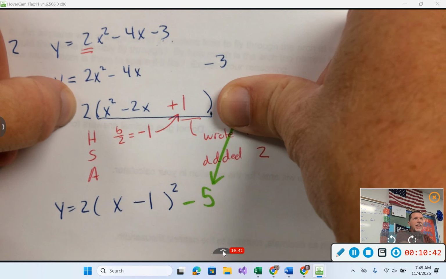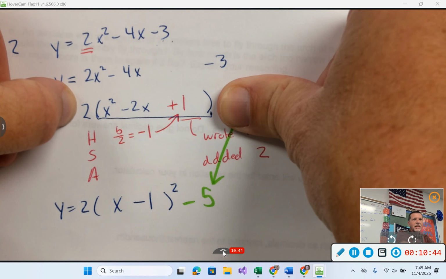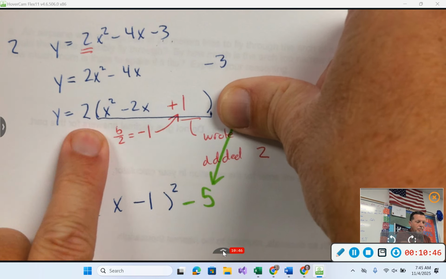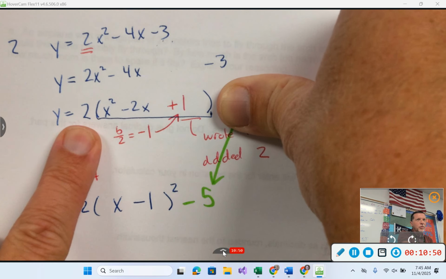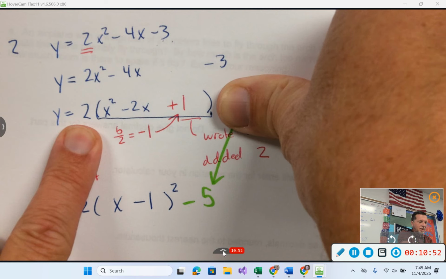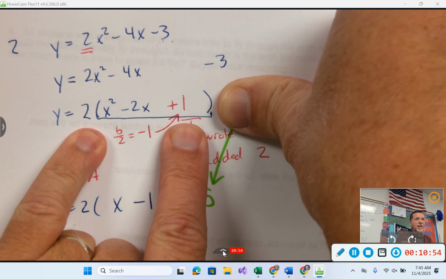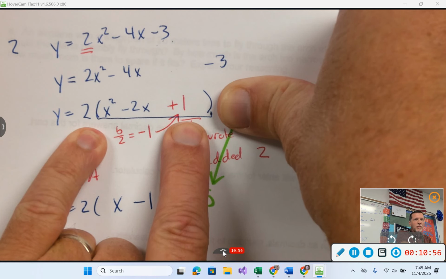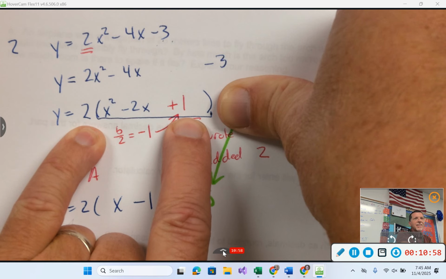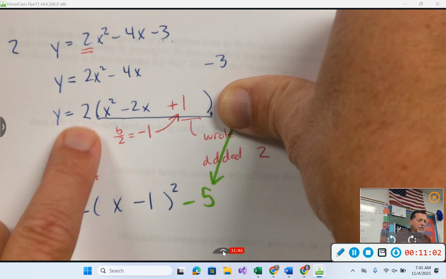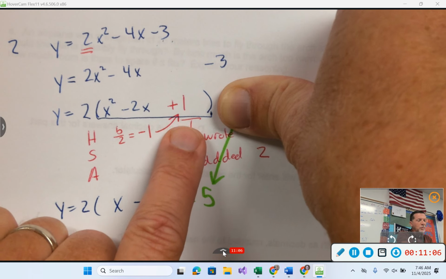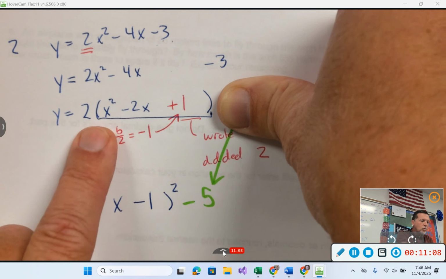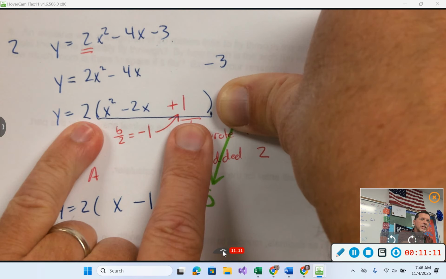How many did I really add to that side? I wrote plus 1, but I didn't add 1 to that side because there was a 2 out front. So that means I added 2 to that side by writing that plus 1 there. Added 2? Because of the multiply? Yeah, because there's a 2 out there. I didn't add 1, I added 2, even though I wrote plus 1. It's weird, but that 2 out there is messing things up.